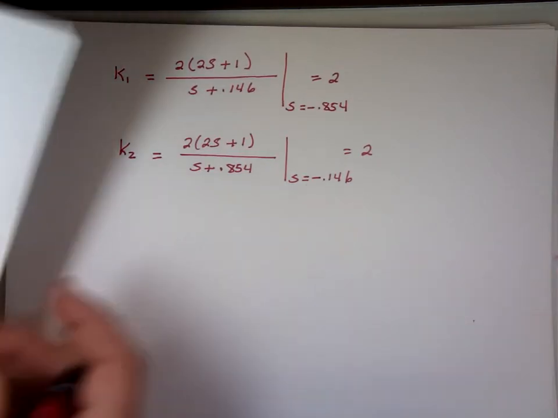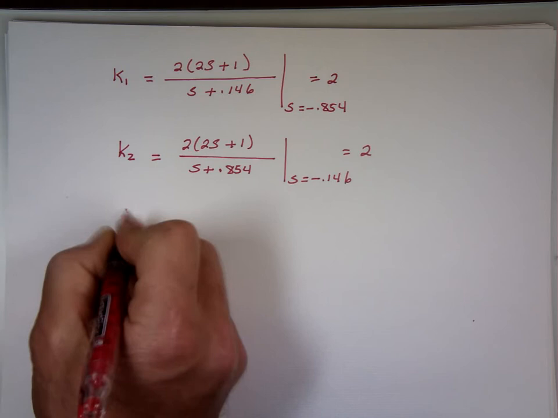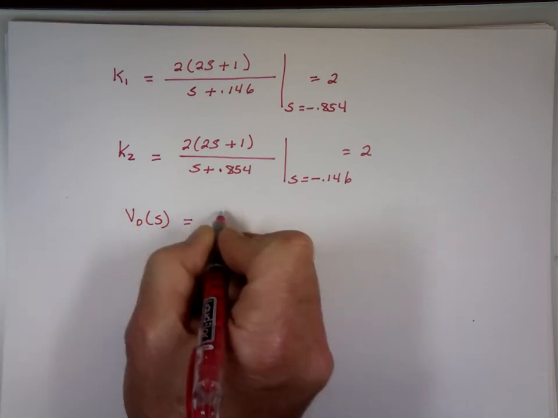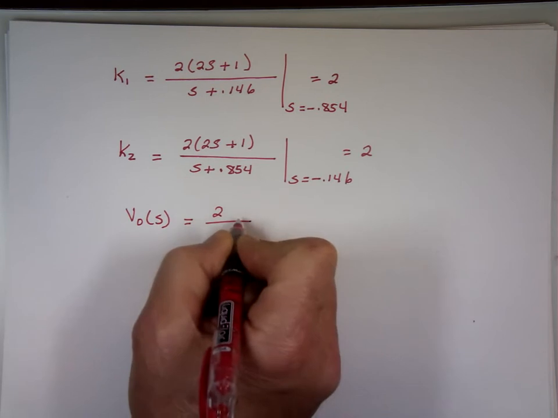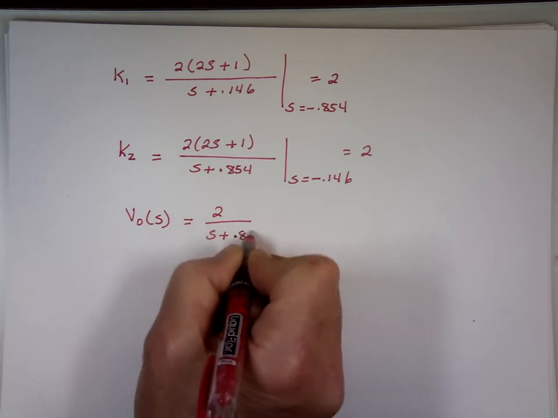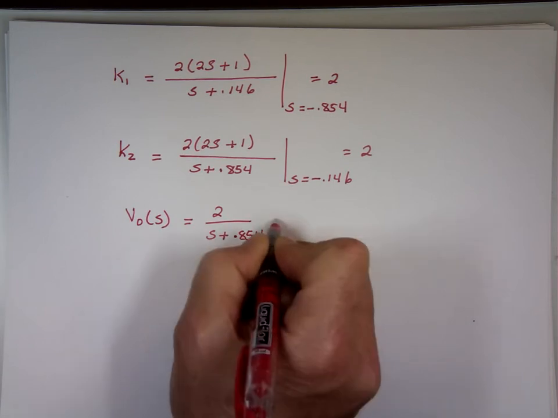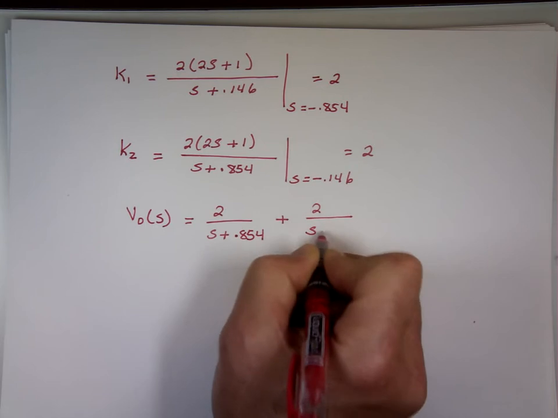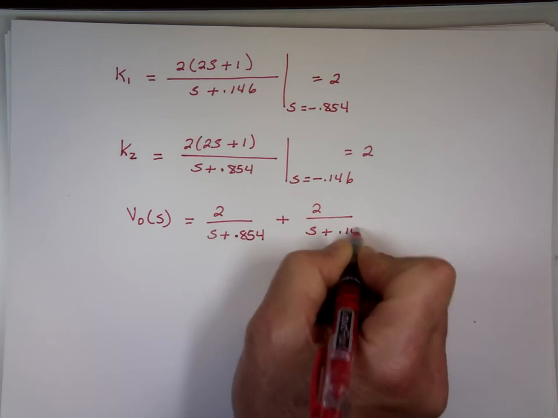So V out as a function of S, now it's completely solved. It's K1, which is 2, divided by what? S plus 0.854, plus K2, which is 2 over S plus 0.146.